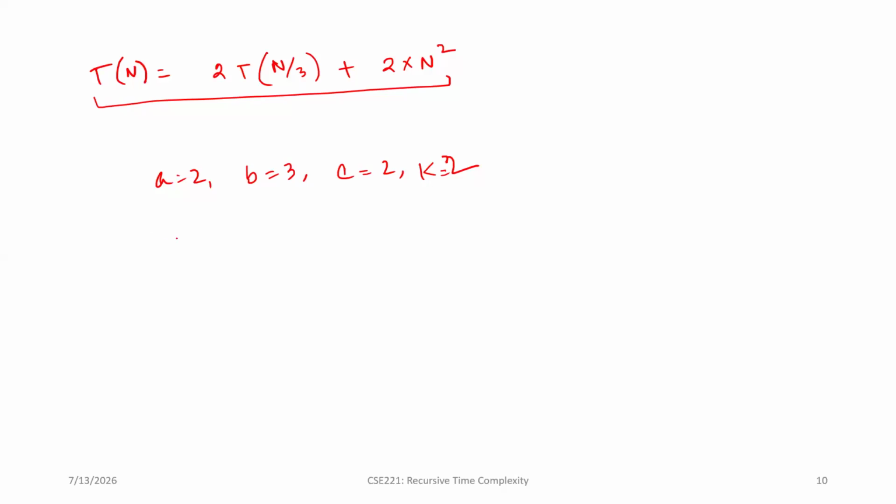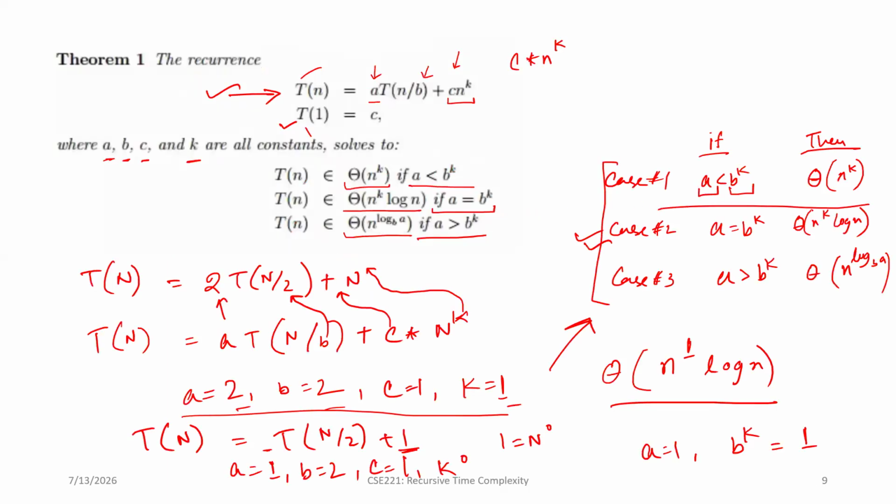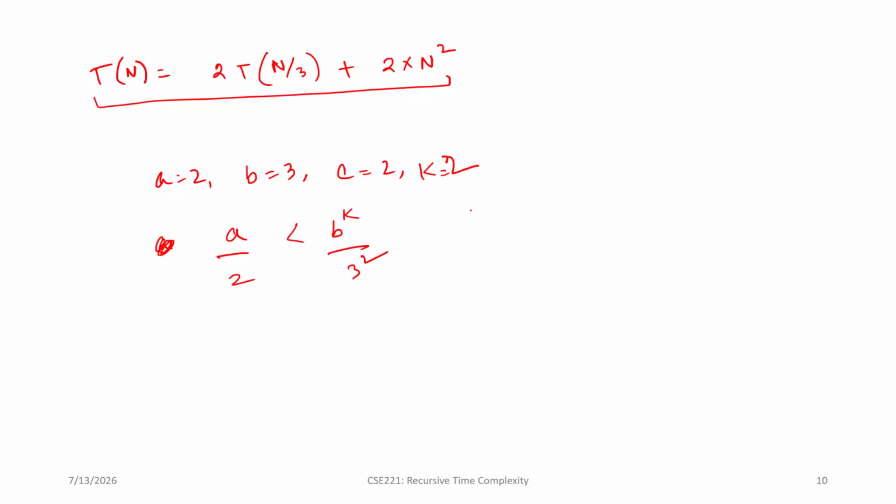এর সাথে b to the power k রিলেশনটা বের করি। a, b to the k is 2, b to the k is 3 square. So this is less. Less means this will go to case 1. Then the time complexity would be n to the power of n to the power square. Without actually knowing what the algorithm is, we know what time complexity this has.